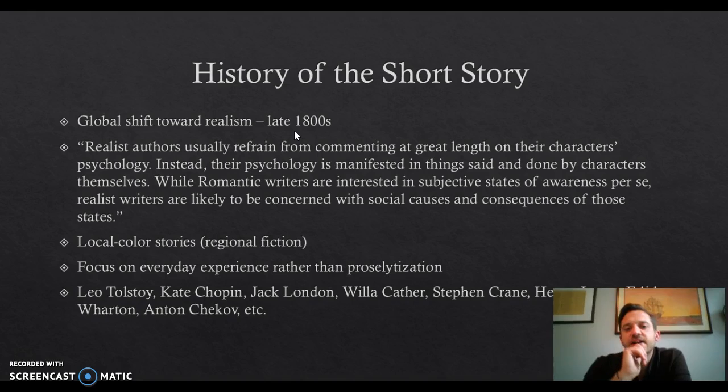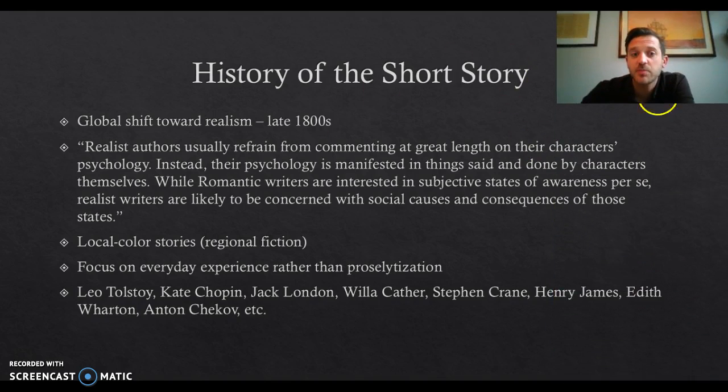And then by the 1800s, we're at this point where American realism has shifted across the world. So now we begin to see a global shift towards realism. Romanticism is dead. We're no longer writing about ghosts and monsters and stuff like that. We are now focusing just on the minutia and the drama of everyday life, the drama in the mundane.